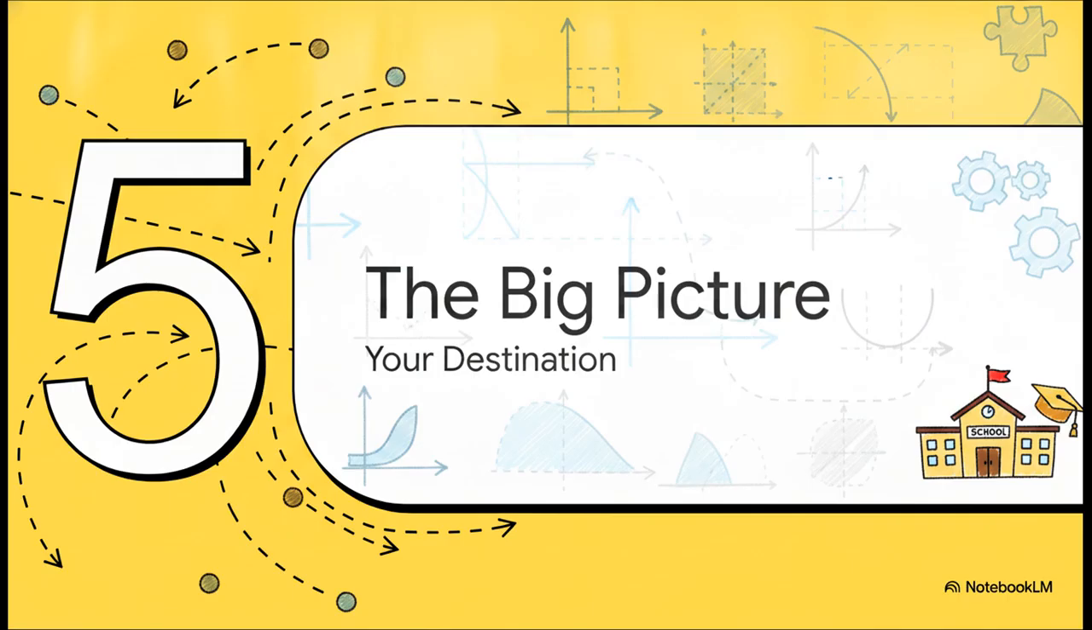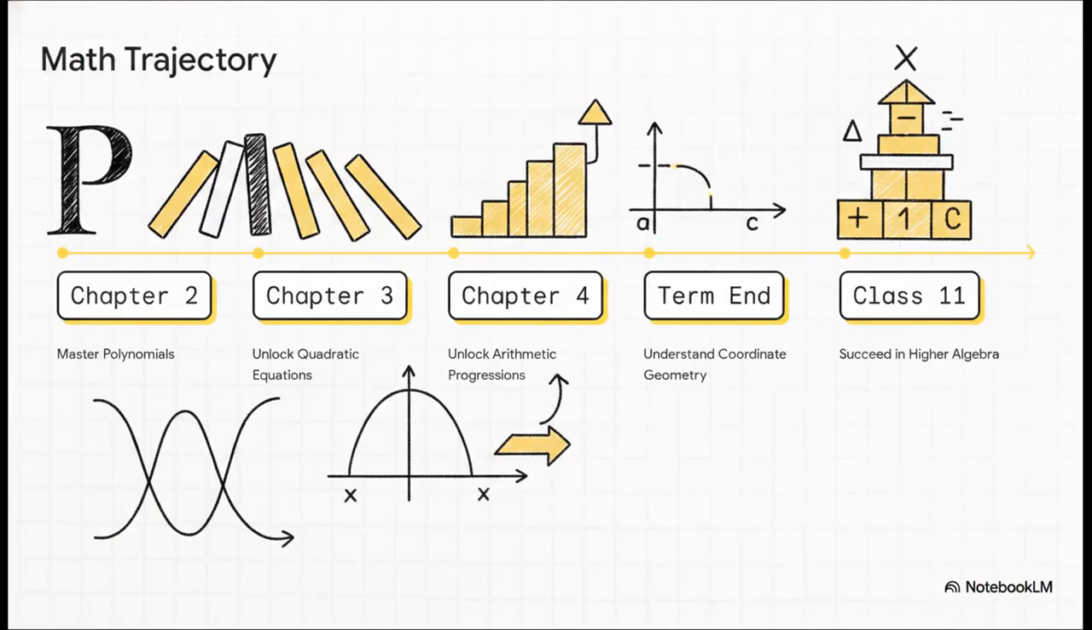Section 5. The big picture, your destination. Okay, so why does all of this actually matter? Understanding the concepts in this explainer is your foundational key. Think of it as a domino effect. In Chapter 2, you master these polynomials, but if you don't grasp this now, Chapter 3 on quadratic equations is going to be incredibly frustrating.